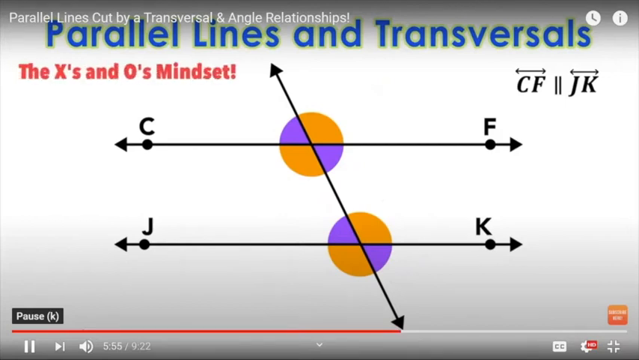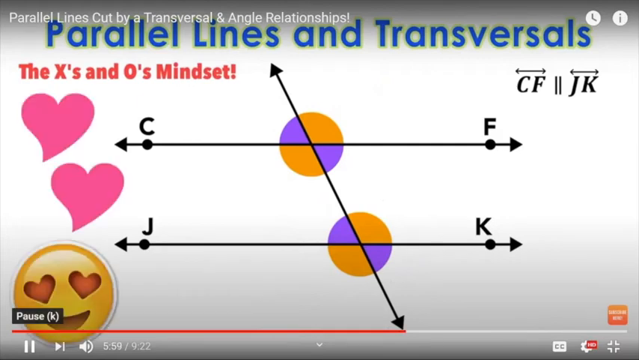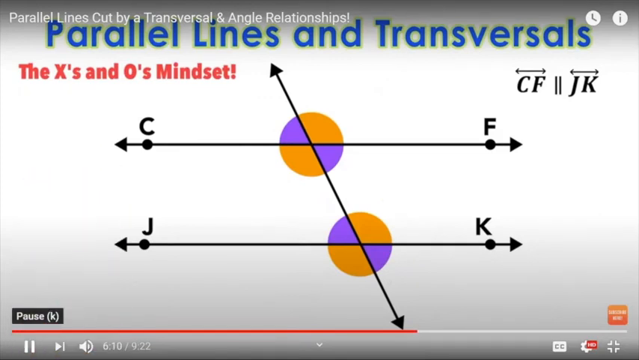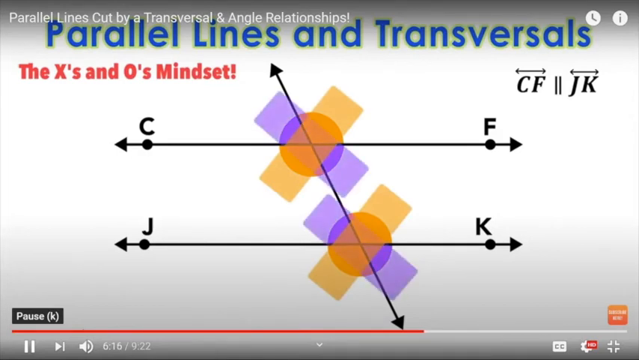Now, since we are all about visual learning here at Mashup Math, I want to share with you something that I call the X's and O's mindset. This is a helpful little technique for you to better understand the relationship between the angles in any situation involving parallel lines cut by a transversal.